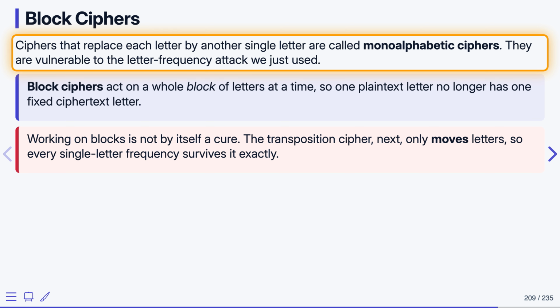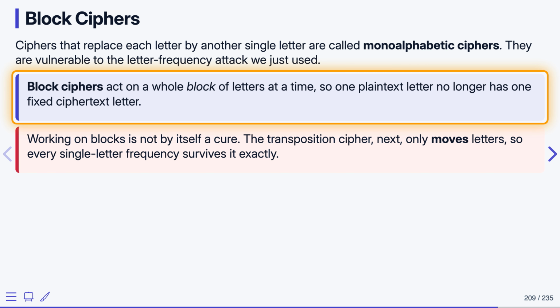So far, every cipher we have seen replaces one letter with one other letter. These are called monoalphabetic ciphers, and they all share the weakness we just used. Because the same plain letter always becomes the same cipher letter, the frequency pattern survives, and we can read it. Block ciphers change the shape of the problem. Instead of one letter at a time, they act on a whole block of letters together, so one plain letter no longer has one fixed cipher letter.